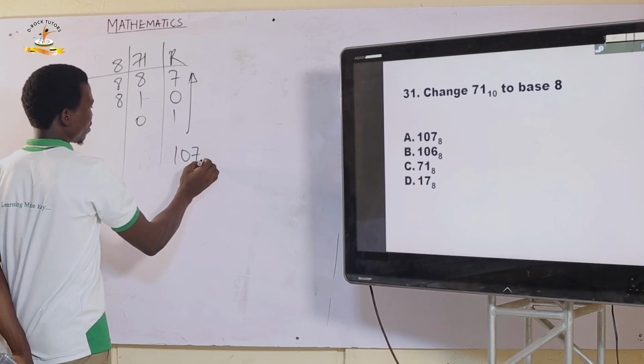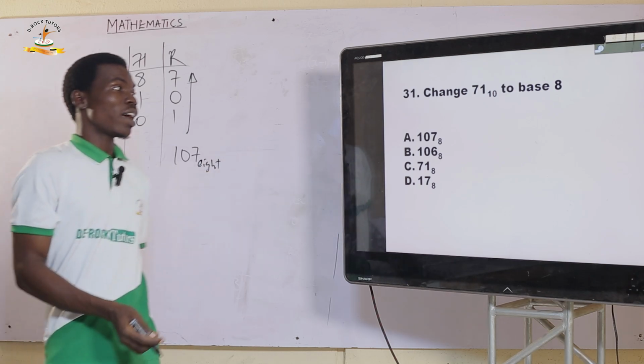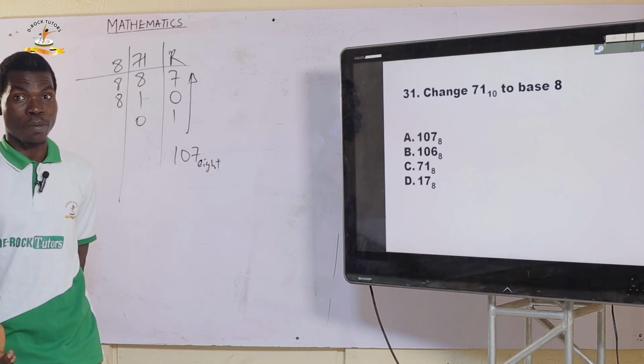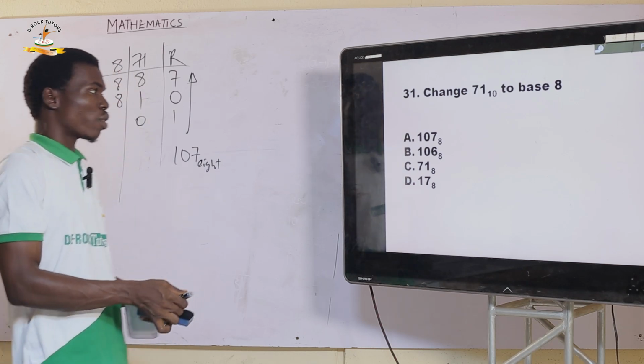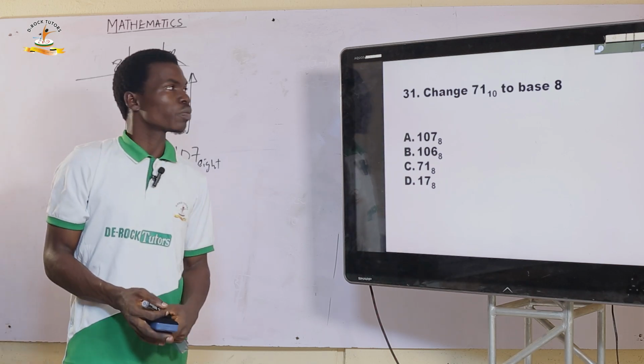I prefer to write the base 8 in words, in letters, so that I don't miss it. So the correct option is option A. Next question.